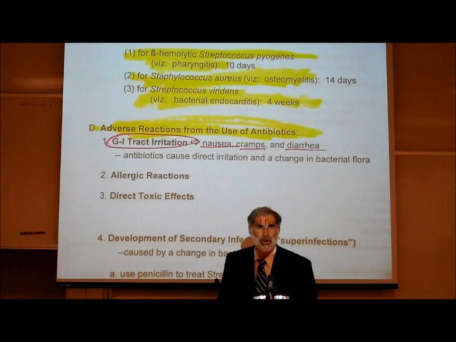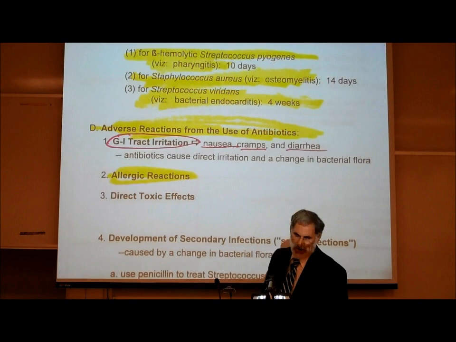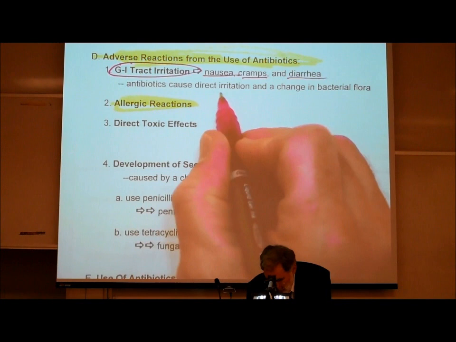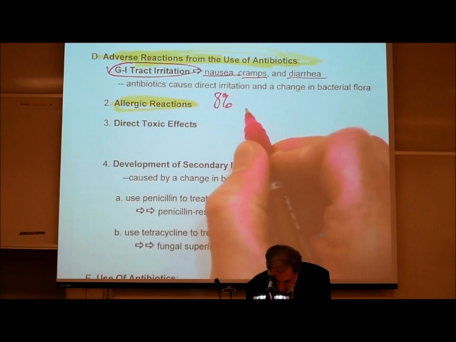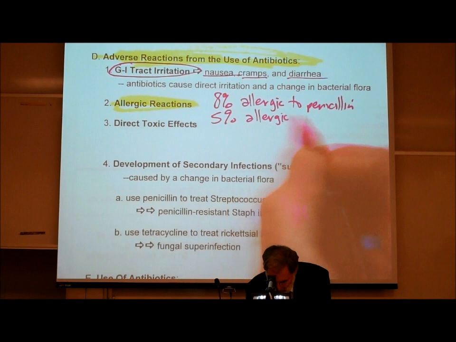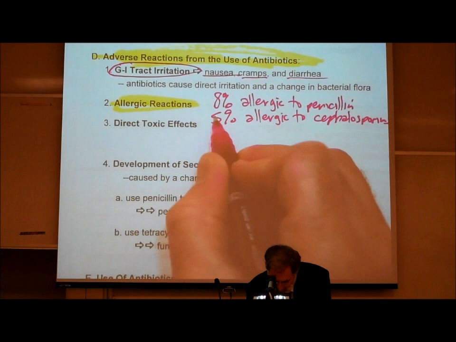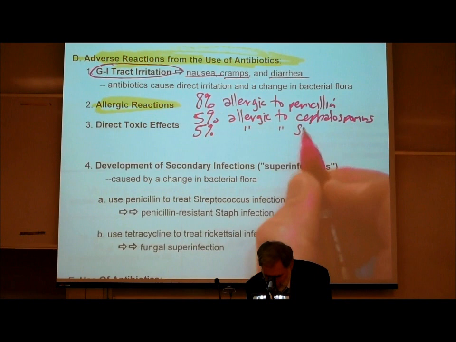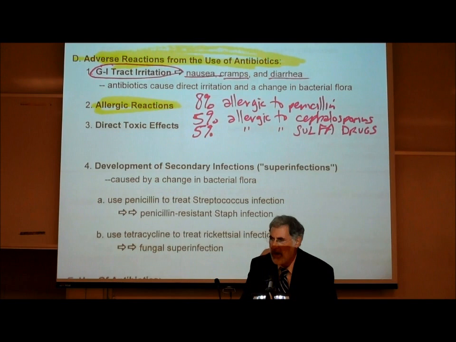Also, some antibiotics are allergenic. In fact, the most allergenic medicines that are commonly taken by patients include antibiotics. About 8% of the U.S. population is allergic to penicillin. About 5% of the U.S. population is allergic to cephalosporins. There is a high proportion, and I don't know the percent, I'm going to write down about 5% or maybe even higher, allergic to sulfa drugs or sulfa antibiotics. So these are among the most common medicines that people take that people also happen to be allergic to.